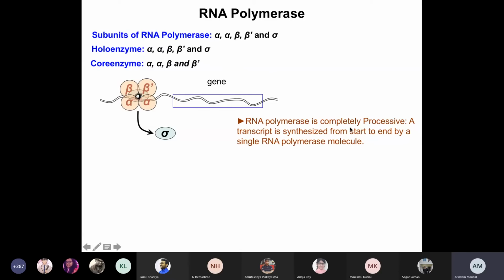Okay, so the RNA polymerase is completely processive. A transcript is synthesized from start to end by a single RNA polymerase. So once it initiates and enters into the elongation phase, it can read the entire gene until it reaches the transcription termination signal, or the transcription stop signal. Until that point, it will keep on reading the template and keep on elongating, or synthesizing, the nascent RNA strand. Once it reaches the stop signal, only then will the core enzyme be dissociated from the template and the RNA synthesis be stopped. Okay.